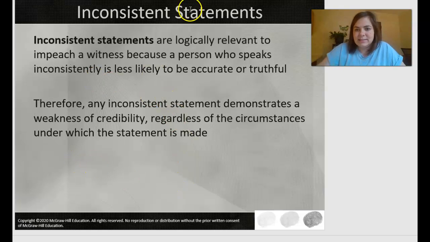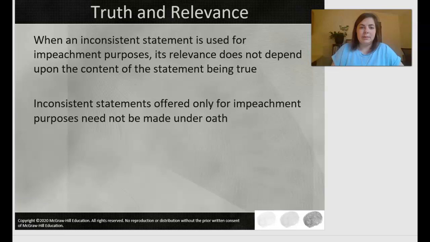Any inconsistent statement can be used to demonstrate a weakness of credibility, regardless of why or how the inconsistent statement came to exist. When an inconsistent statement is used for impeachment, the relevance does not depend on the statement actually being true. It just matters that there was an inconsistent statement, not whether or not the statement was actually true.